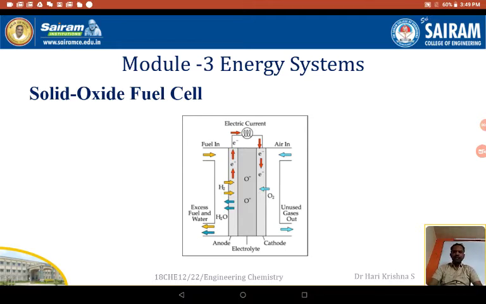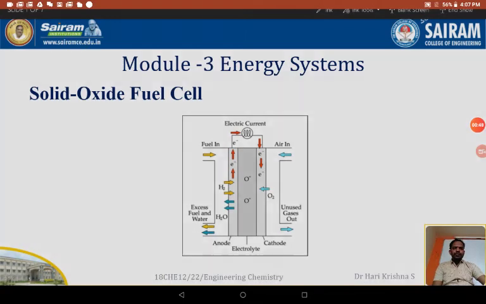Here, the construction is the same as our methanol oxygen fuel cell. The only thing which differs here is the electrolyte. In solid oxide fuel cell, the electrolyte used is solid. So the yttria doped zirconia is the electrolyte.